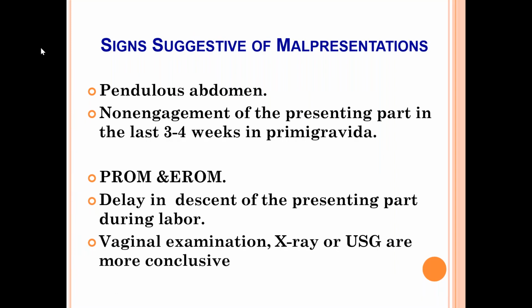Then we have the signs that suggest malpresentation. It can be a pendulous abdomen. Then there is no engagement of the presenting part for the last 3 to 4 weeks in a primigravida. We have PROM or preterm rupture of membranes, or delay in the descent of the presenting part during labor. So by these signs, we can suspect malpresentation: delayed engagement and delay in the descent of the head suggest that the baby can be in a malpresentation.